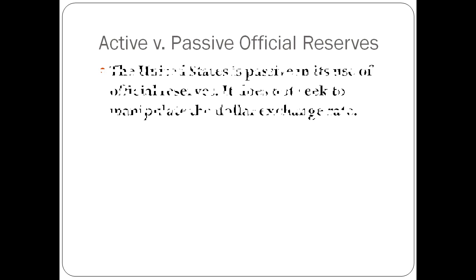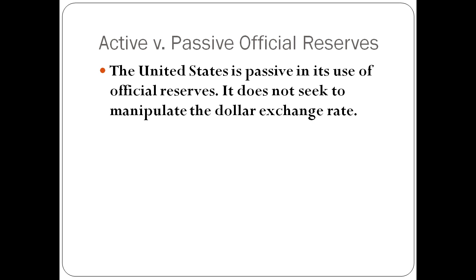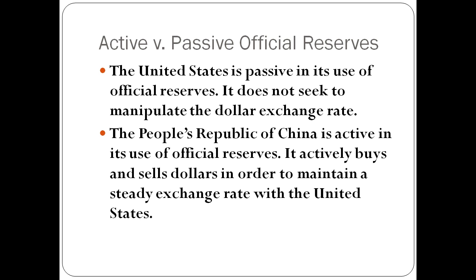Now let's talk about active versus passive use of official reserves. So the United States is passive in its use of official reserves. If it accumulates foreign currency, it's not going to seek to manipulate the dollar exchange ratio with the currencies of other nations. China, on the other hand, has a different philosophy. They're active in the use of their official reserves. So they actively buy and sell dollars in order to maintain a steady exchange rate with the United States.